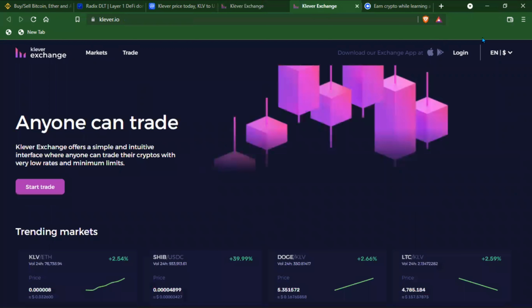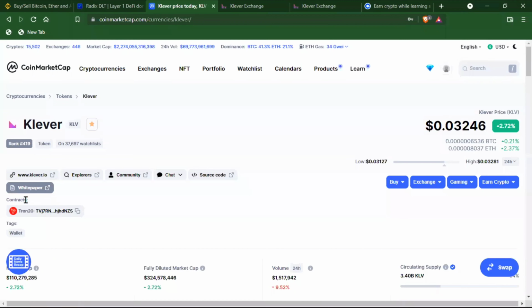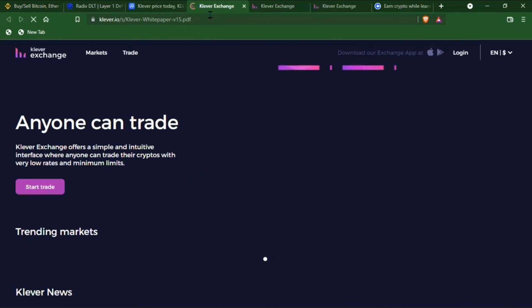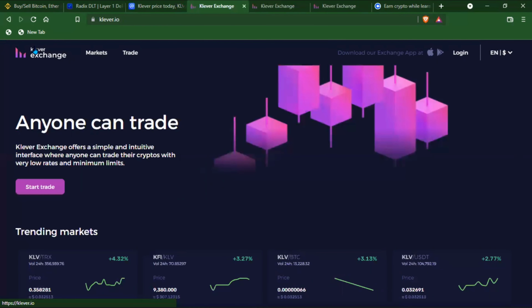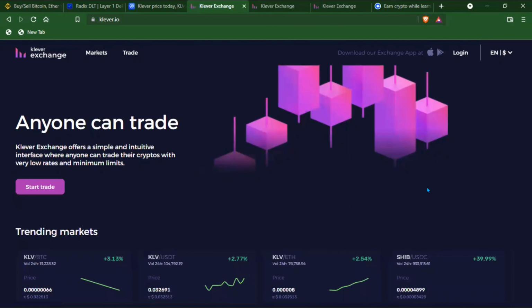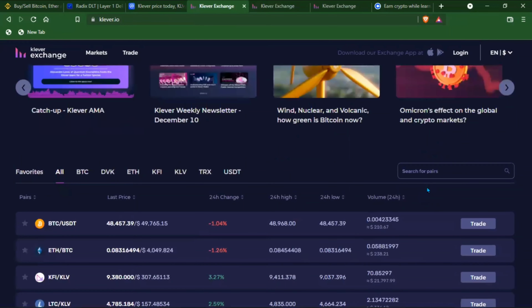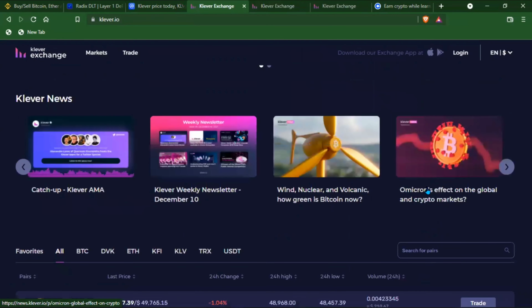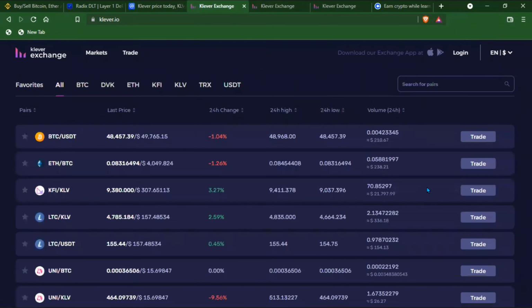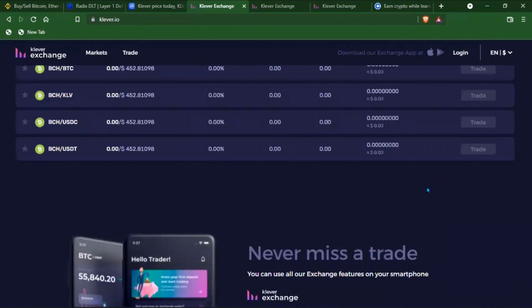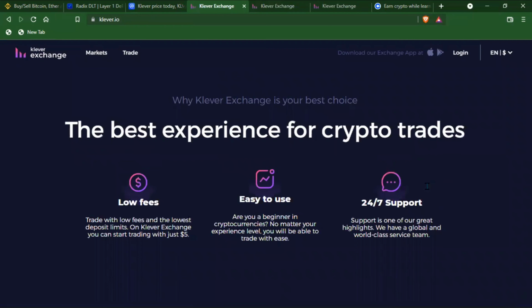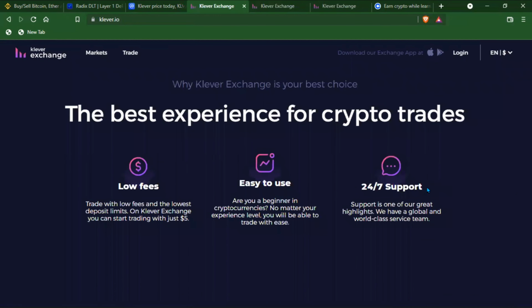the white paper, which is, let's click the white paper again on CoinMarketCap. Oh yeah, it's directing to the Klever exchange. It should be somewhere here. So you can see all the latest news about Klever, everything going on around and within the Klever exchange. Yeah. So these are like the best experience for crypto trades. These are some of the use cases: 24/7 support, easy to use, low fees, and all of that.